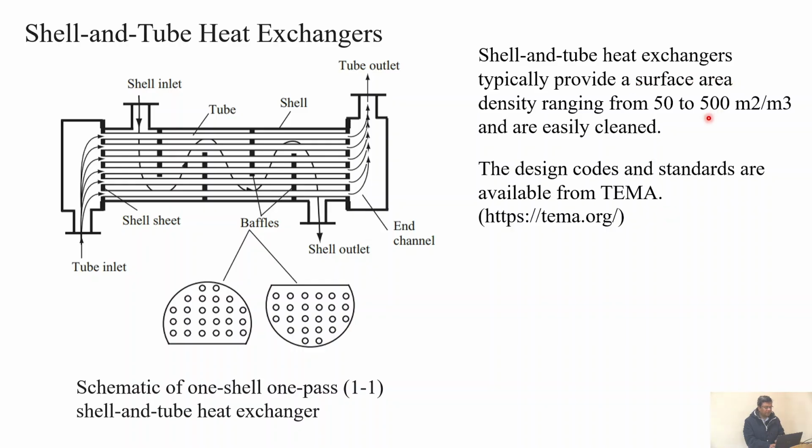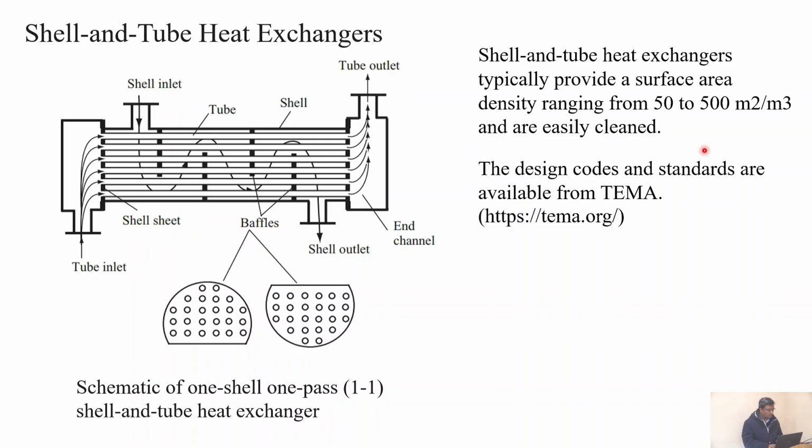Okay, so shell and tube heat exchangers provide a surface area density. We used a notation for this, we called it beta, right? Beta is the area divided by the volume. That ranges from 50 to 500 meters squared per meter cubed. And these are easily cleaned. I think there is some mention of cleaning in that time lapse video also.